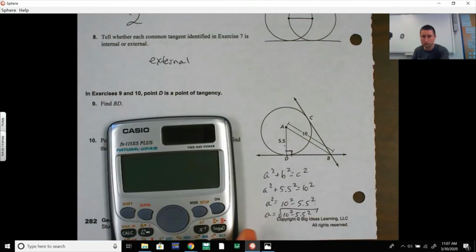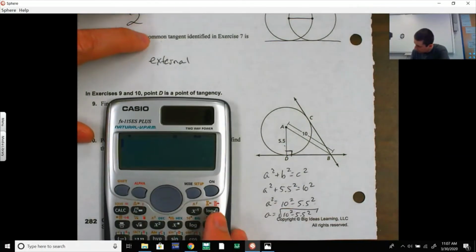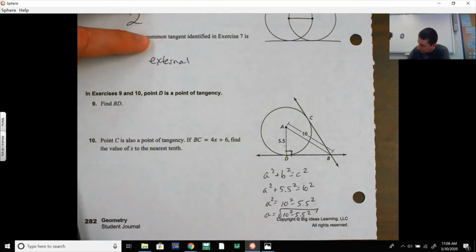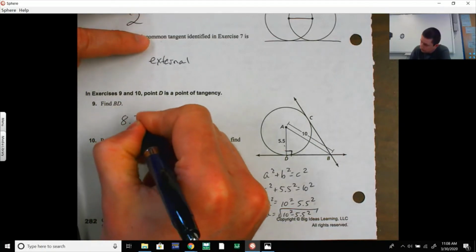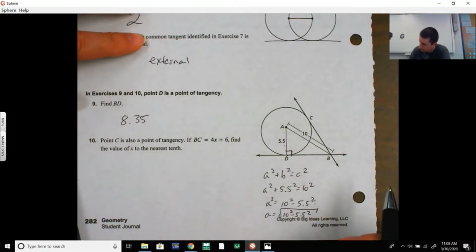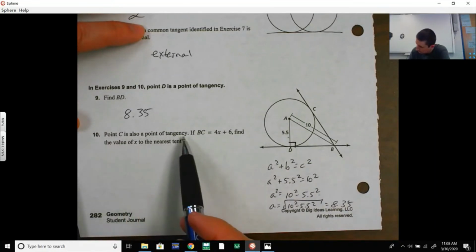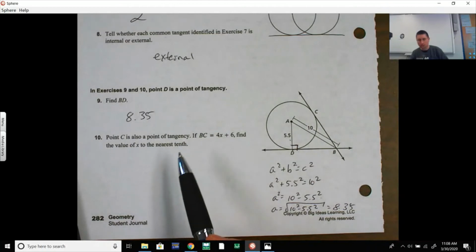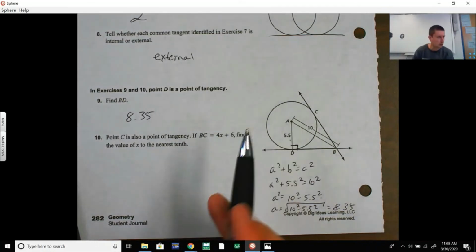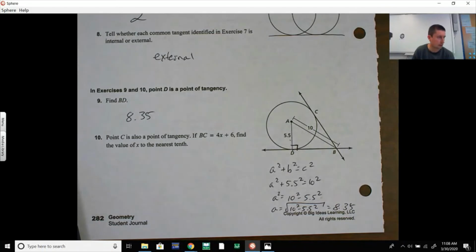Calculator. Okay. So square root of 10 squared minus 5.5 squared. That weird answer, about 8.35. Okay, that's what we get from that using Pythagorean theorem. Point C is also a point of tangency. Okay, this is going to get fancy. I'm going to go through this one. I don't think you have any questions at this level, but those who are interested, you can do it.